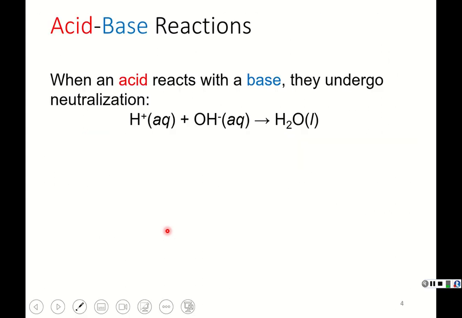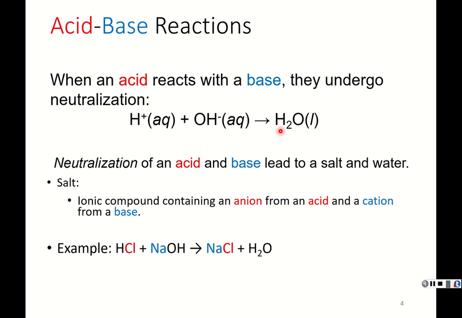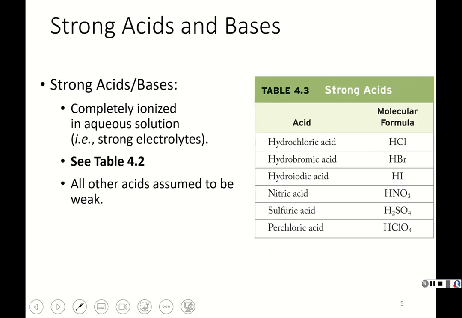Okay, so by the Arrhenius definition, in an acid and base reaction, what happens is they mix, the acid will give a proton, the base will give a hydroxide ion. Those combine to form water and neutralize each other. Okay. So a neutralization of an acid and base is always going to lead to a salt and water by the Arrhenius definition. And so our easy example here is hydrochloric acid and sodium hydroxide. When they mix, they form sodium chloride, which is our salt, and water, and they neutralize each other.